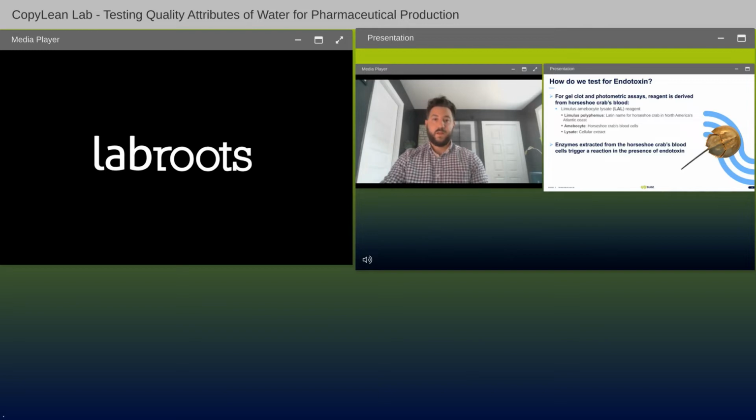The LAL reagent is derived from the horseshoe crab's blood. So the LAL reagent comes from the Atlantic horseshoe crab, which is Limulus polyphemus. The amoebocytes are the blood cells, and the lysate is the cellular extract that is used for endotoxin testing. The enzymes extracted from the blood trigger a reaction in the presence of endotoxins. The blood clotting system contains a cascade of 3 inactive enzymes and a clottable protein called coagulogen. The reaction cascade ultimately ends in a gel, turbidity, or a color change, depending on the method chosen.